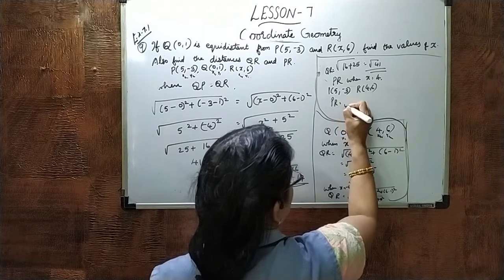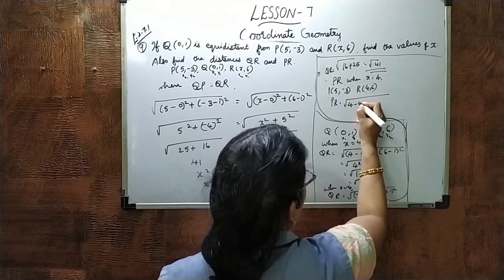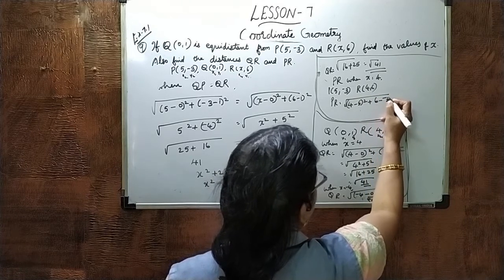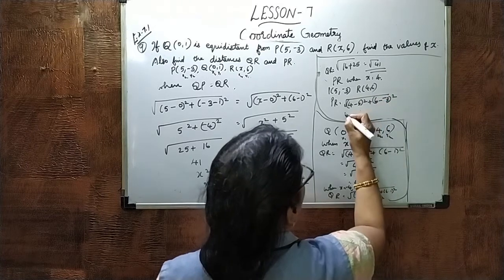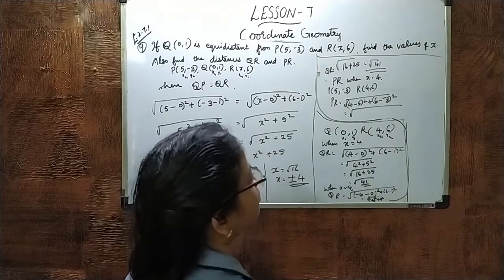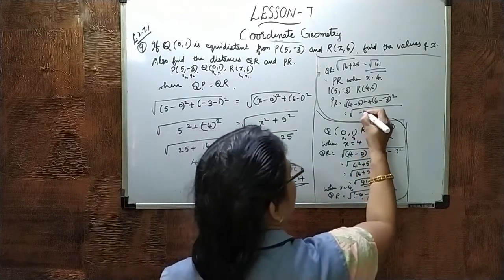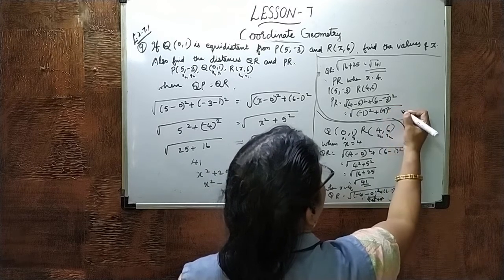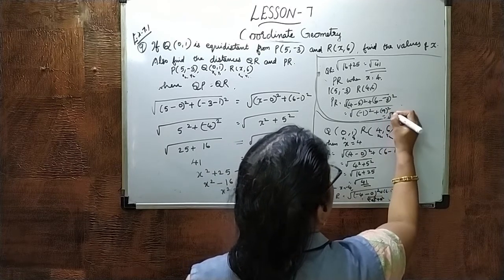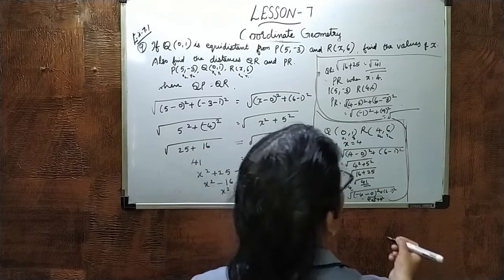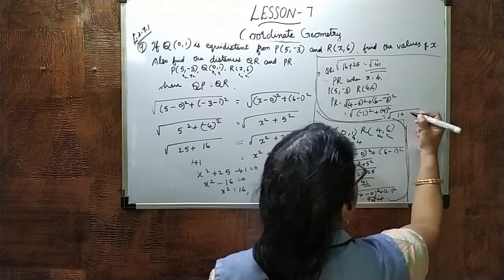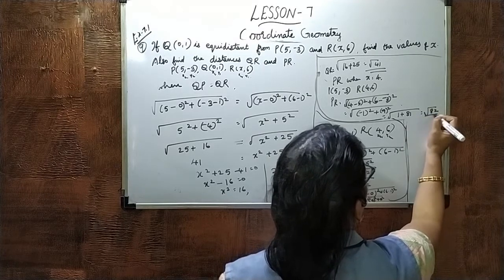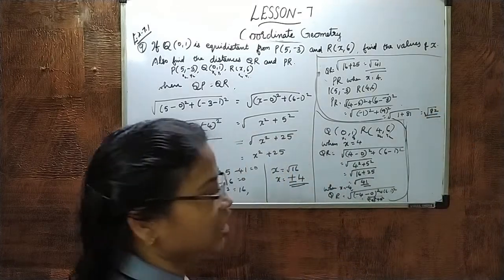PR equals root of (4 minus 5) the whole square plus (6 minus 3) the whole square. 4 minus 5 is negative 1 squared, plus 6 minus 3 is 3 squared. You will get the answer root of 1 plus 9, that is root of 82. This is when x is equal to 4.